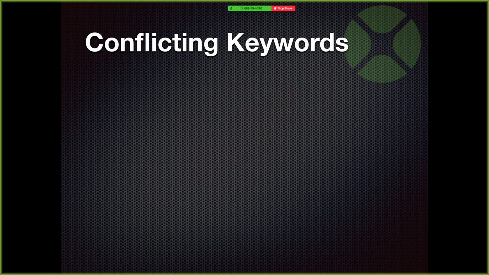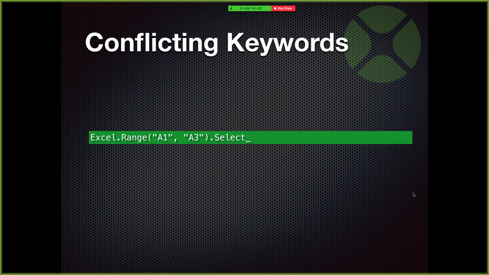And conflicting keywords, I had mentioned before. Sometimes there's stuff in the Microsoft object model that uses a Xojo keyword. And the simple way to work around that is you just add an underscore to the end. So in the case of Xojo, select is a keyword, but you can just put an underscore at the end, and that will allow you to call that particular method without Xojo throwing up a compilation error.